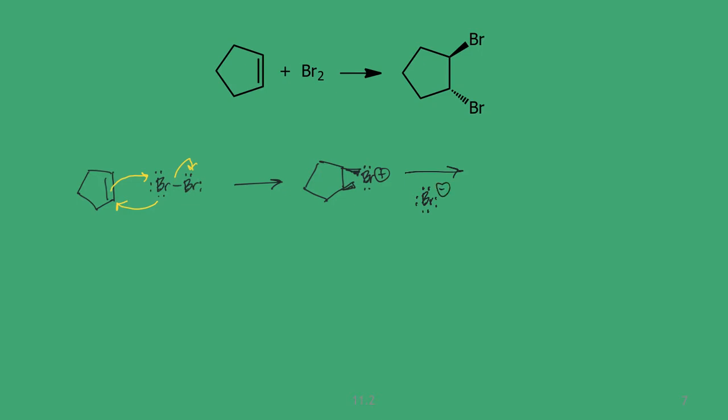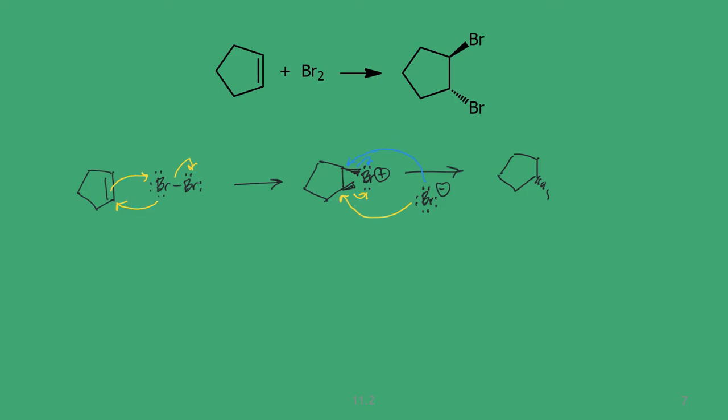Now, this symmetrical compound that we have here can undergo addition to either carbon that the bromonium ion is bonded to. So we can add to the carbon there on the bottom of that structure and also add to the carbon on the top of the structure. The result is an enantiomeric mixture of vicinal dibromides.